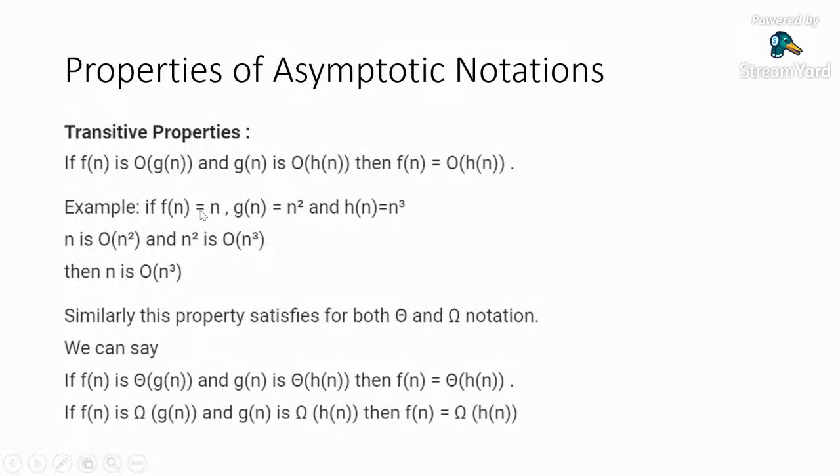See one example. Suppose f of n is n, g of n is n square. So f of n is order of n square, that is correct. And h of n is n cube.